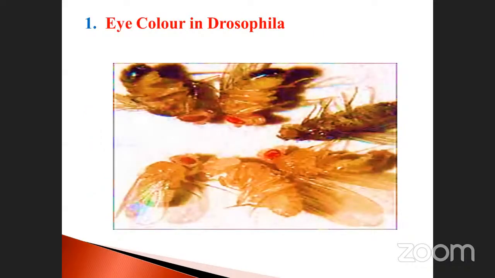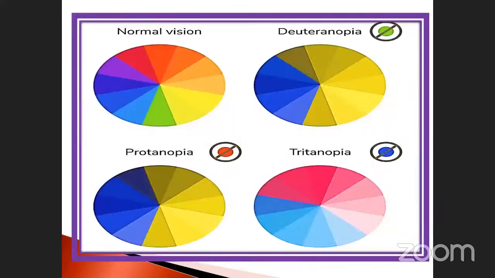See the eye colors. This is the eye color, the red color. Some of them have white color in Drosophila. It is also one of the X-linked recessive genes present in the chromosome, particularly the X chromosome. Note it down.